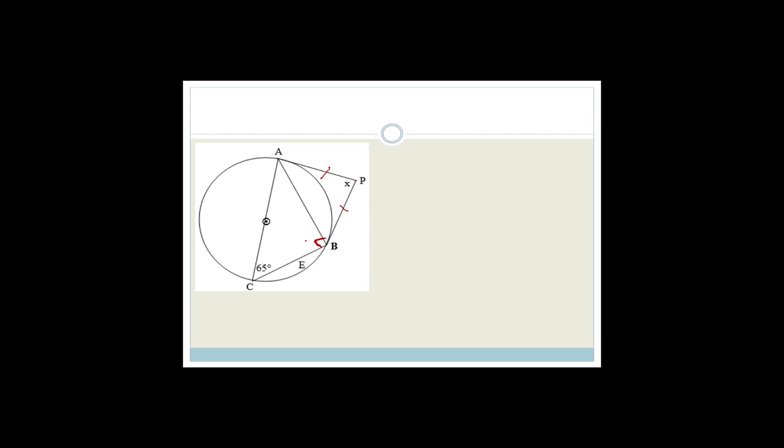So what else could we do with this? We also know that the angle between the tangent and the chord is equal to the opposite angle. In other words, this angle here, there's the tangent, there's the chord, would equal this angle here on the opposite side. So therefore, do you agree that that is 65 degrees?